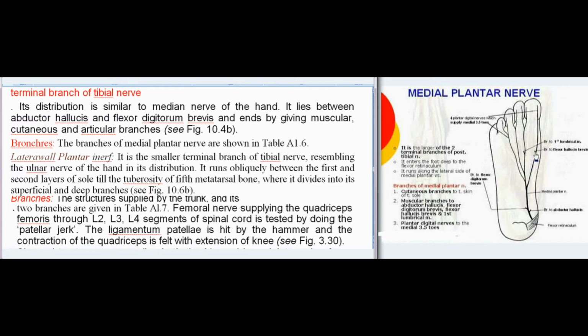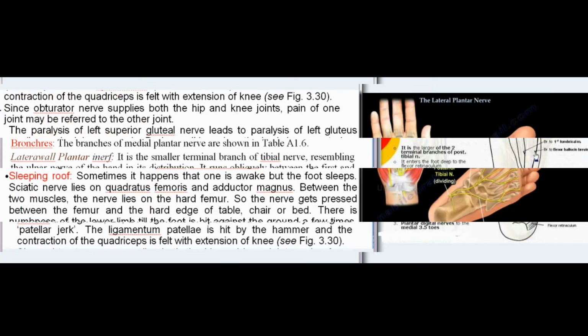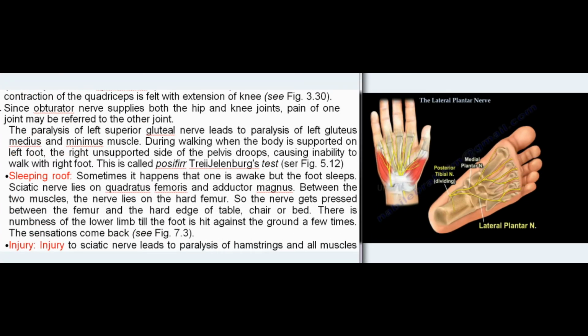Femoral nerve, supplying the quadriceps femoris through L2, L3, L4 segments of the spinal cord, is tested by doing the patellar jerk. The ligamentum patellae is hit by the hammer and the contraction of the quadriceps is felt with extension of the knee, see Fig 3.30. Since the obturator nerve supplies both the hip and knee joints, pain of one joint may be referred to the other joint.